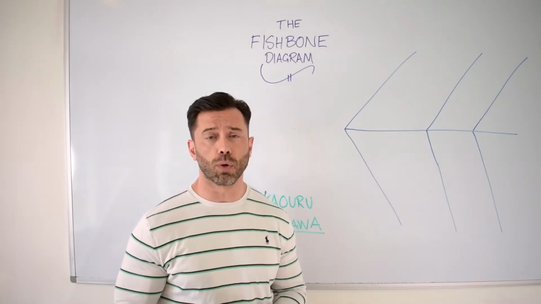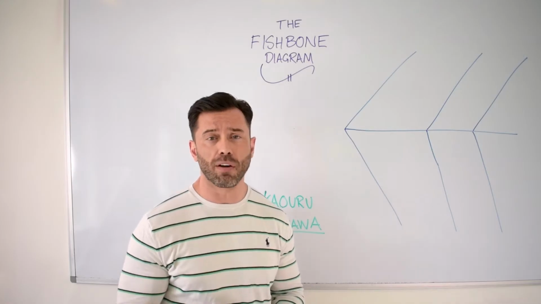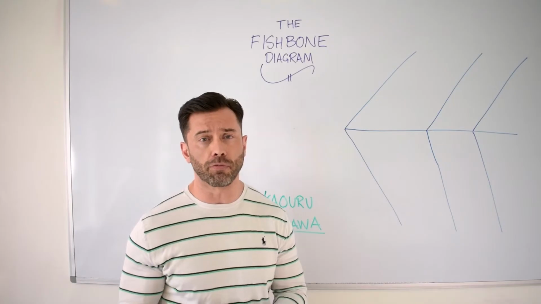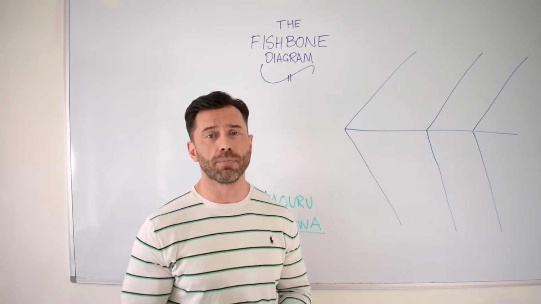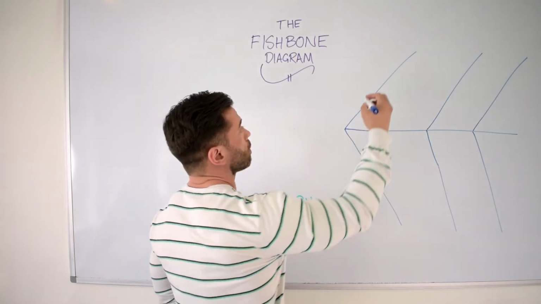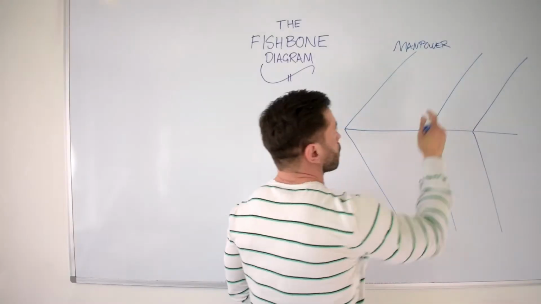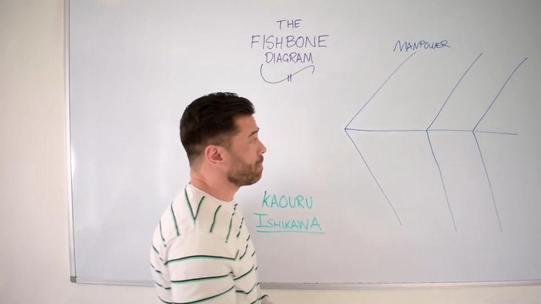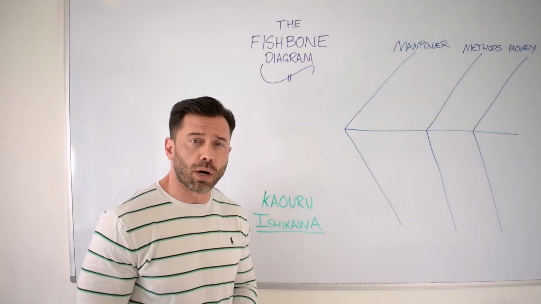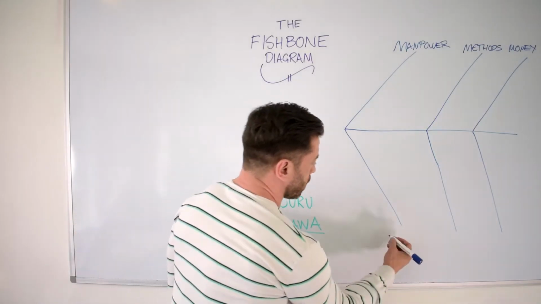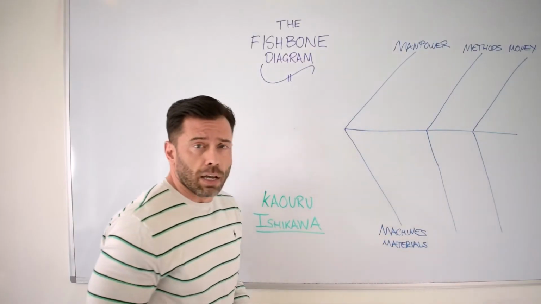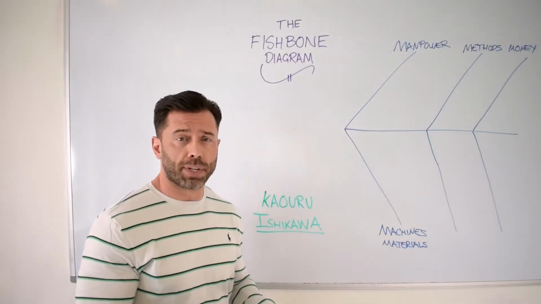We often refer to those bones as the 6 M's. However, you can customize those bones and call them whatever you want depending on what problem you are facing. Using the classic 6 M's, we're going to write those down now. First of all, we have manpower, then methods and money. In the bottom section, we are going to put machines, also referred to as materials. And finally, metrics and Mother Nature.